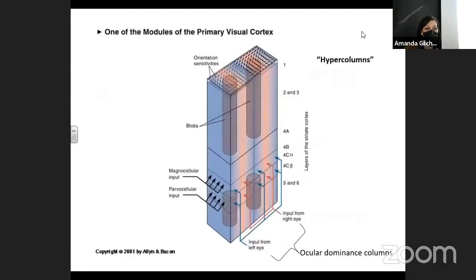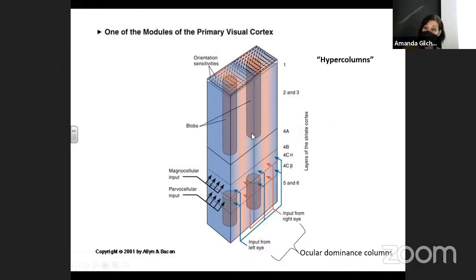Okay, so one of the things that we need to look at when we look at these different layers of the primary visual cortex, what you're reviewing here is what is referred to as a hypercolumn. A hypercolumn is basically made up of a 1 millimeter by 1 millimeter block of cortex, so length by width. There are 2,500 of them in the primary visual cortex, and they're composed of several functionally distinct columns.